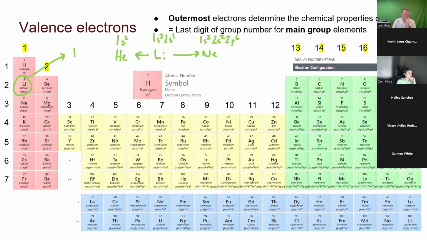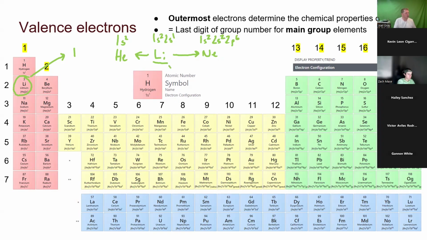Okay. Now, let's imagine that you are lithium. Lithium has two different options. Lithium can lose one electron. So we're focused in on lithium. And we want to know, what is lithium going to do to become its most stable form? That's the question.